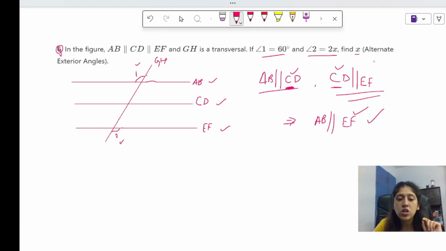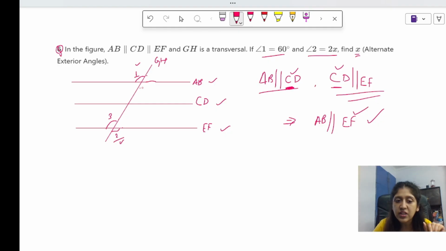Alright? These are alternate exterior because these are on the alternate side. If they would have been on this side, for example, angle 1 and angle 3, they are consecutive interior angles, but angle 1 and angle 2 are alternate exterior angles. Alright? So, angle 1 and angle 2 are alternate exterior angles. Why are these exterior? Exterior because these are out of parallel.